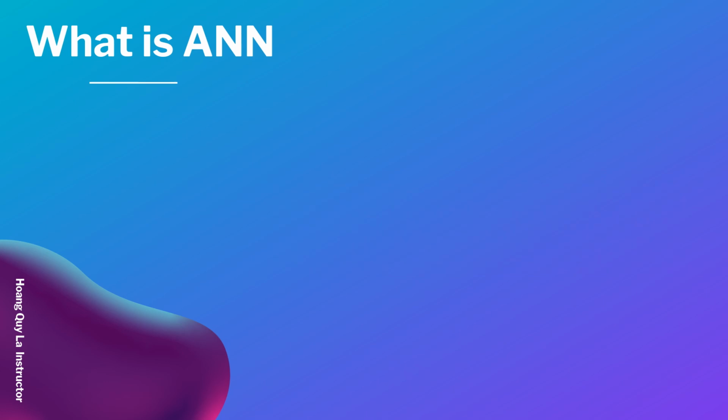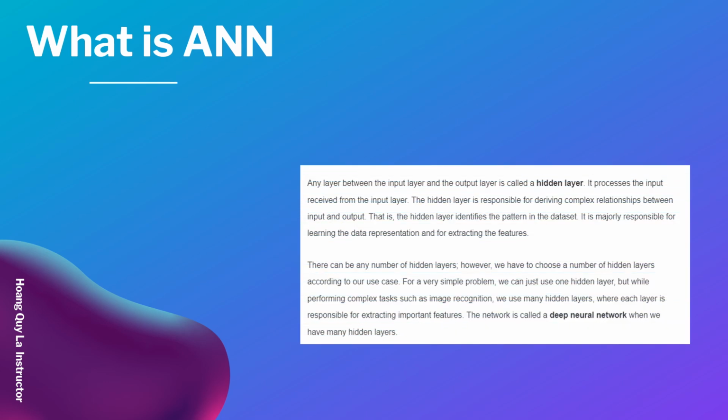So now let's talk about the hidden layer. Any layer between the input layer and the output layer is called the hidden layer. It processes the input received from the input layer. The hidden layer is responsible for deriving complex relationships between the input and the output. That is, the hidden layer identifies the patterns in the dataset. It is majorly responsible for learning the data representation and for extracting the features.